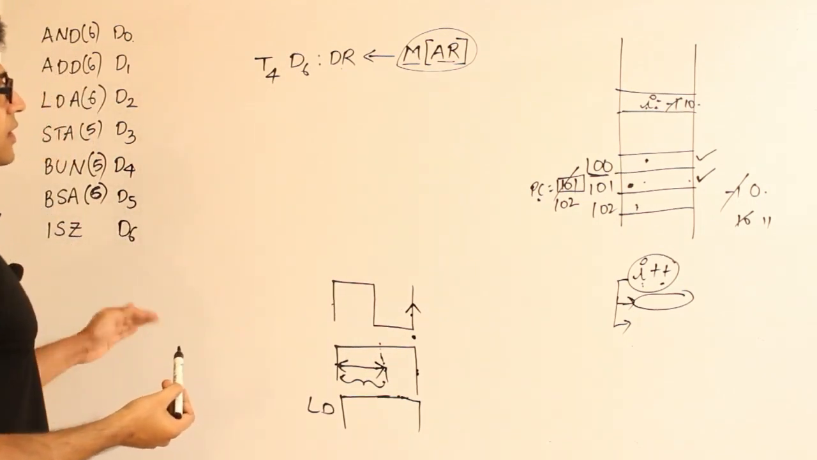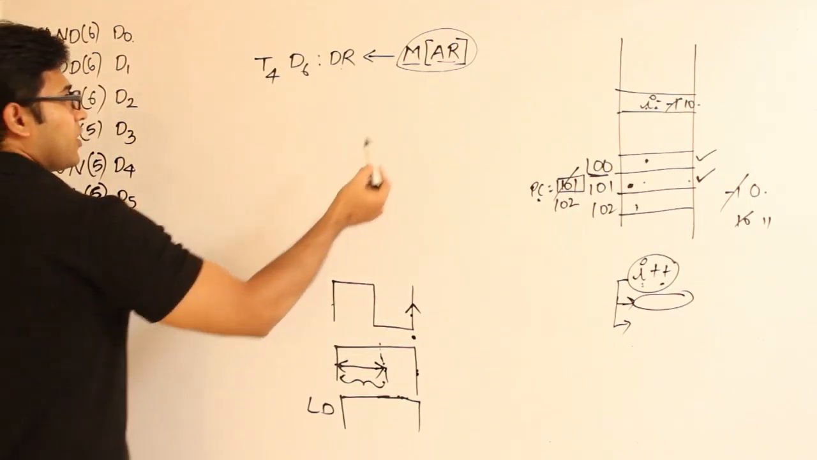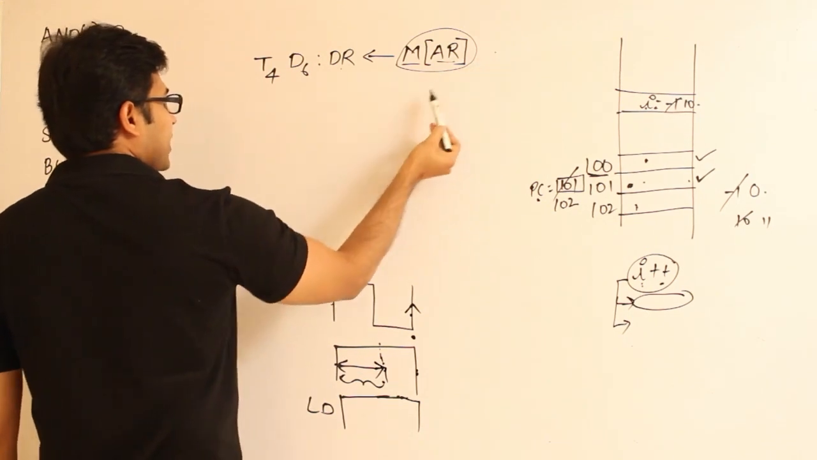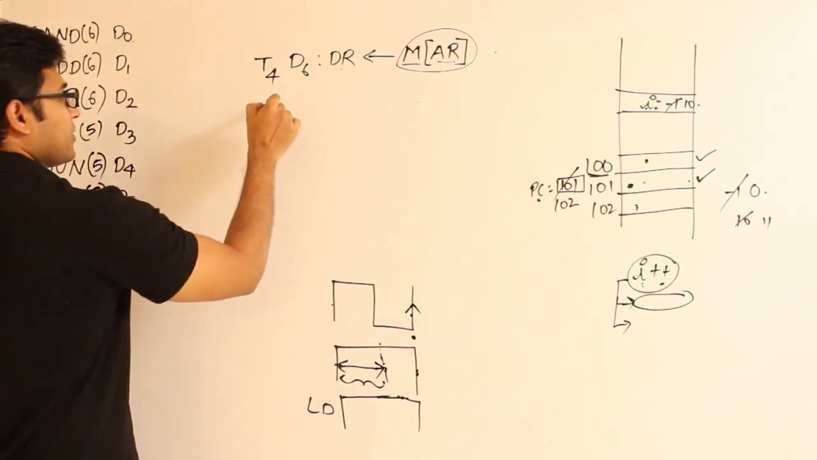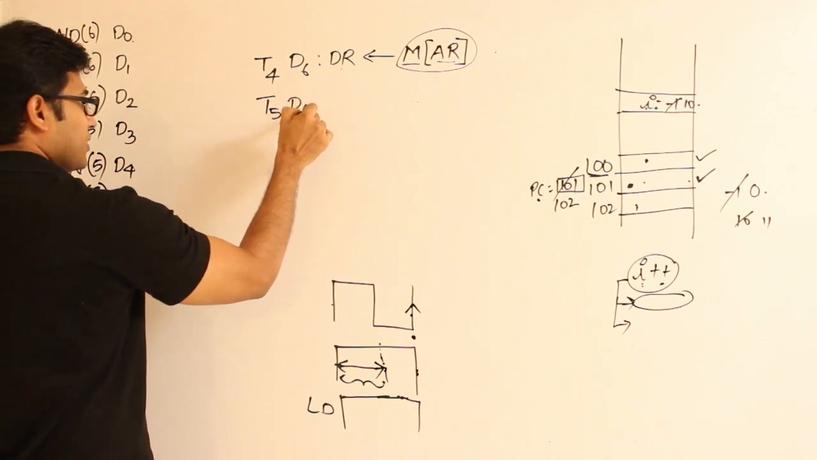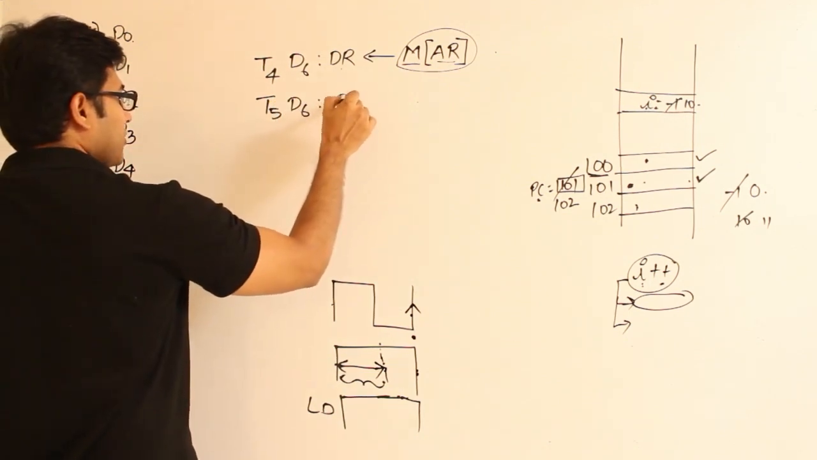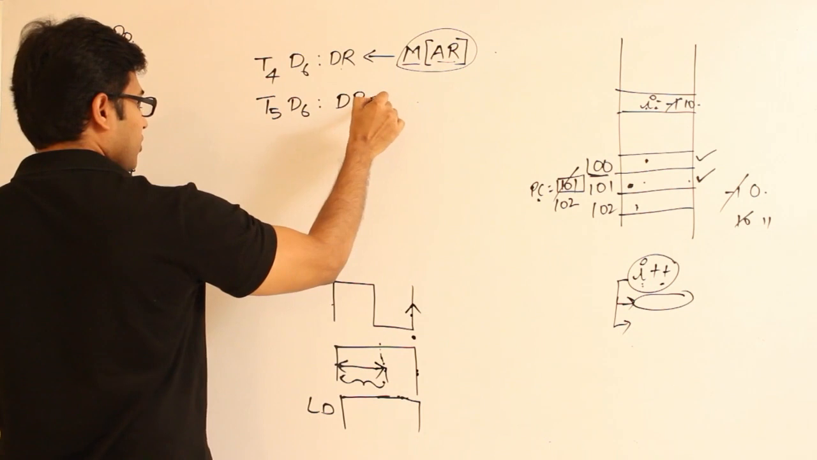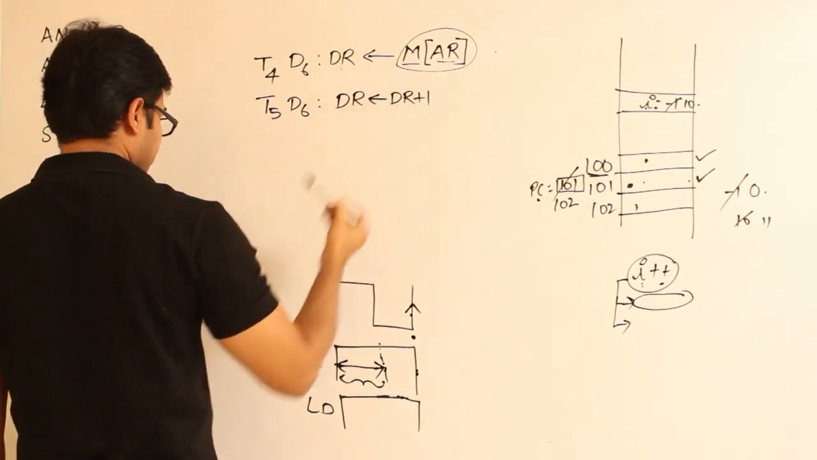So now incrementing DR cannot happen in the same cycle. That is why I am putting it in the next cycle. Got it? So in the next cycle, for this instruction D6, I am going to increment it. DR is going to be incremented.